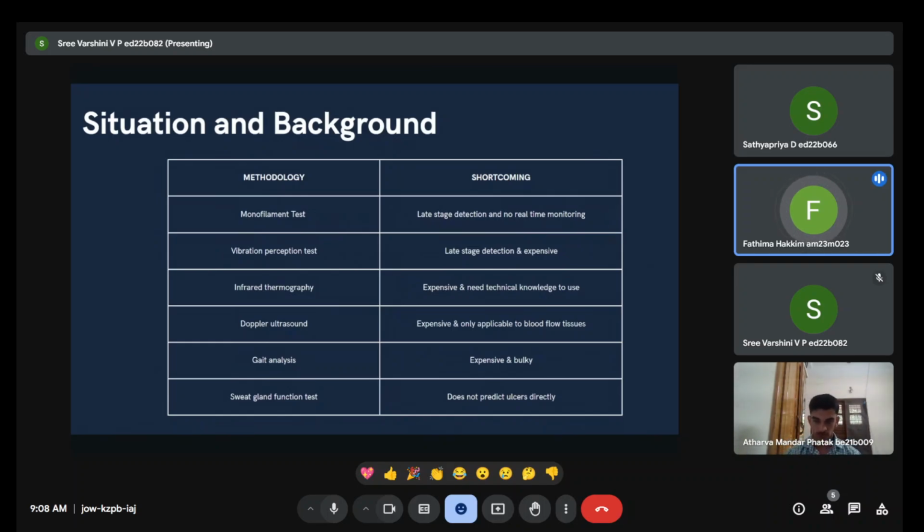Some technologies are not directly identifying the foot ulcer. The majority of the tests that we studied were the monofilament test, vibration perception test, infrared thermography, Doppler ultrasound, gait analysis, and sweat gland function test, and the majority of these tests require a technical person to assess them also.